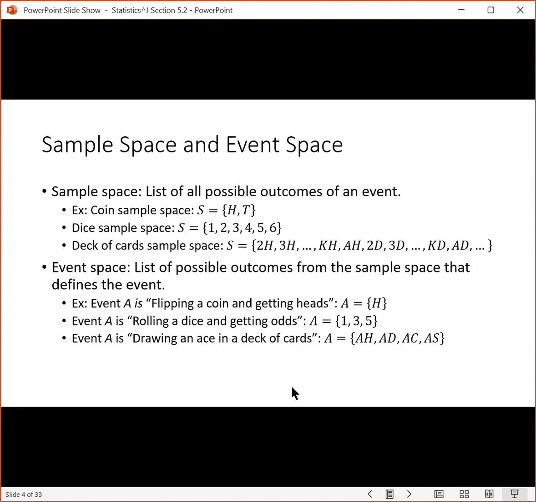The event space is the list of all possible outcomes from the sample space that define an event. For example, if the event were flipping a coin and getting heads, then the event space would be just H. If the event were rolling a dice and getting odds, then the event space would be 1, 3, or 5. And if the event were drawing an ace from a deck of cards, then the event space would be the ace of hearts, the ace of diamonds, the ace of clubs, and the ace of spades. So the sample space is all the possible outcomes of an event, and the event space is the list of outcomes that satisfy the event.